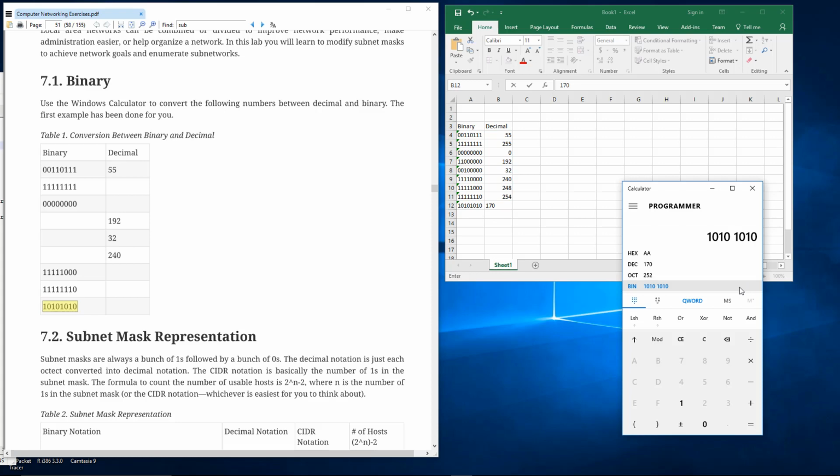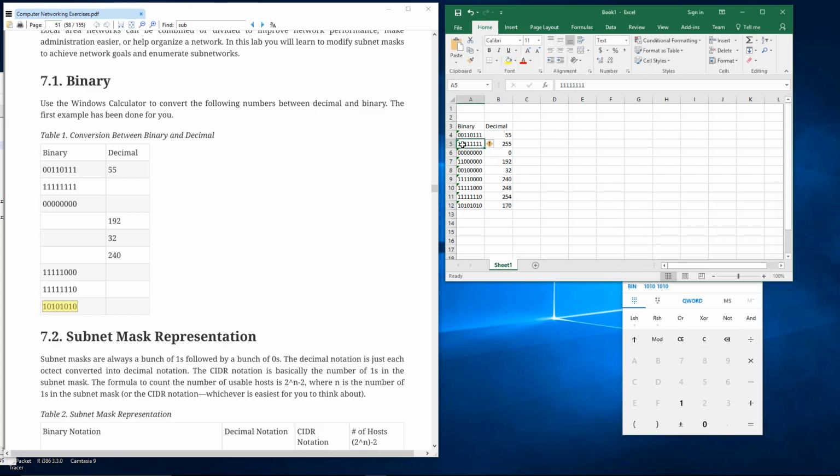So again, to convert between binary and decimal, it's easiest just to use the Windows calculator. It's good to know a couple of these just off the top of your head. Know that 8 ones means 255. 2 ones followed by 6 zeros is 192. That's an important one.